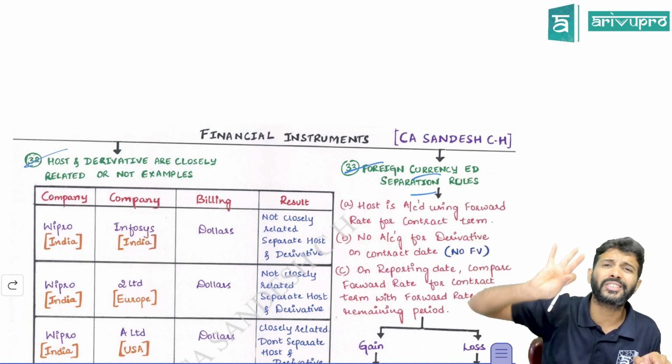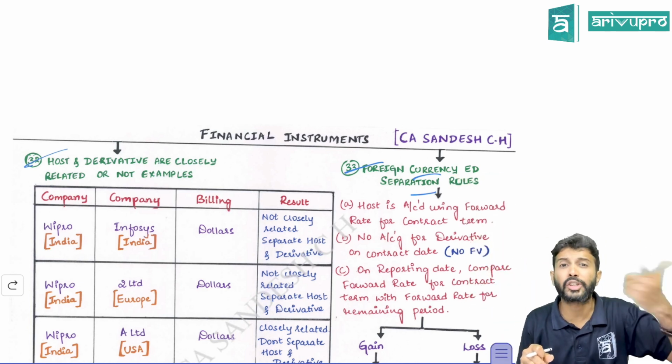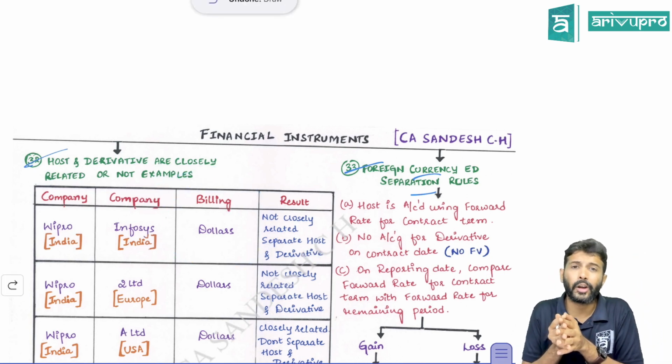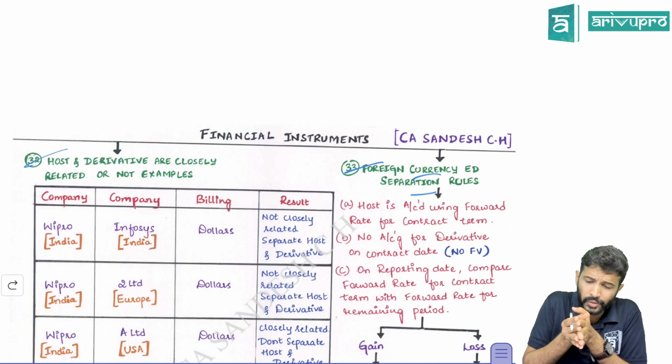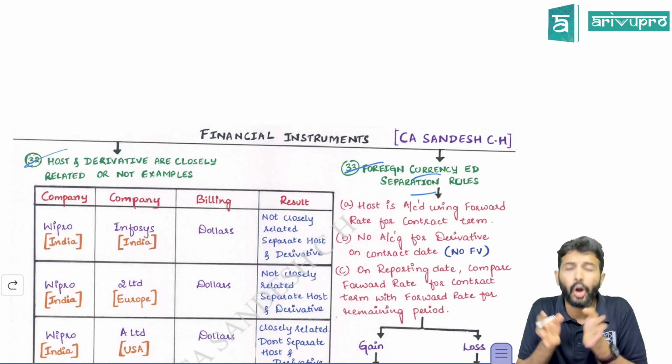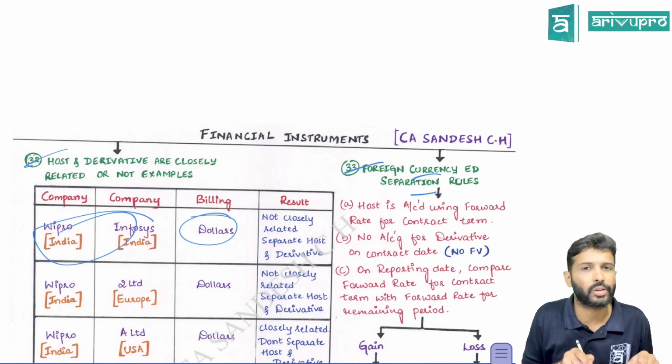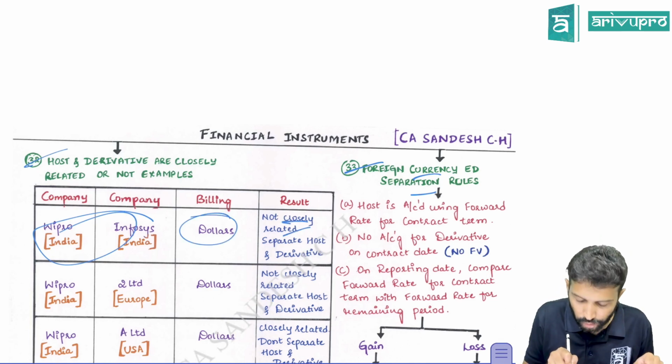So you bought some unnecessarily extra risk on your head, fluctuations on your risk. That represents your embedded derivative. So if you have any foreign currency embedded derivative, the question was, should we separate the host from the embedded derivative or account them together? In these sort of transactions, since both are in India, but the billing was in dollars, they are not closely related, so you need to separate.